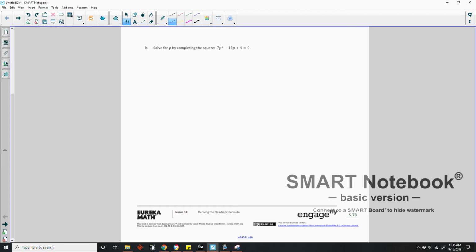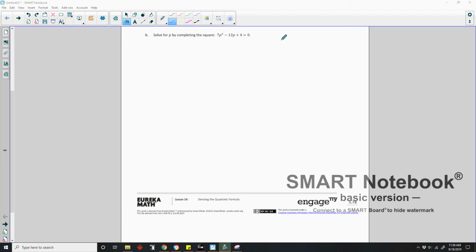Okay, here's problem B. Solve for p by completing the square. Now notice in this one right here, there is a leading coefficient of 7. Alright, I need to get rid of that before I do anything.